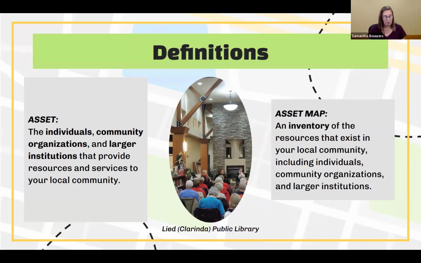And so then an asset map is basically an inventory of those resources. It doesn't have to be super formal. It doesn't have to be an actual map, but basically some way of inventorying those resources, the individuals, the community organizations, the institutions, the places that make your community special, that are a benefit to your community.